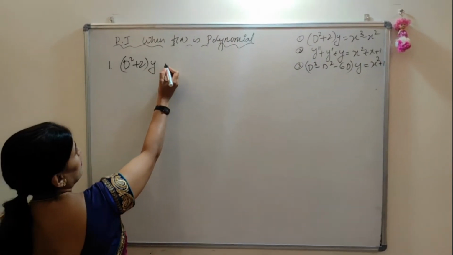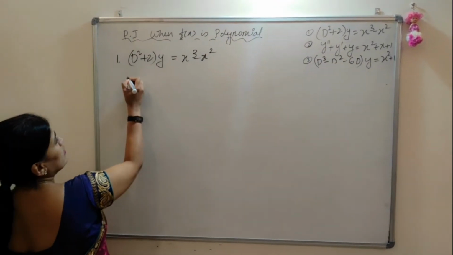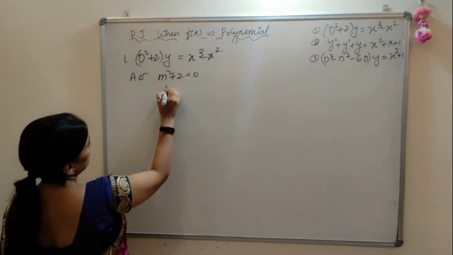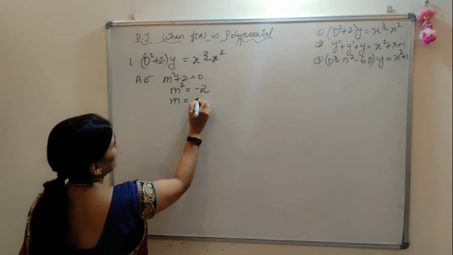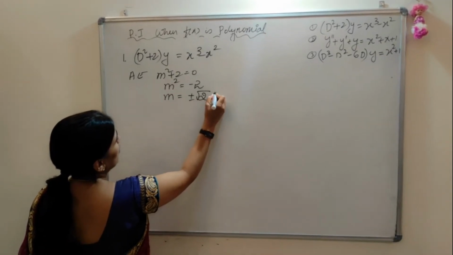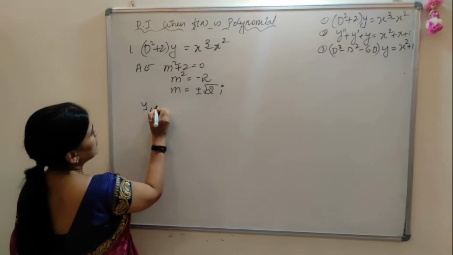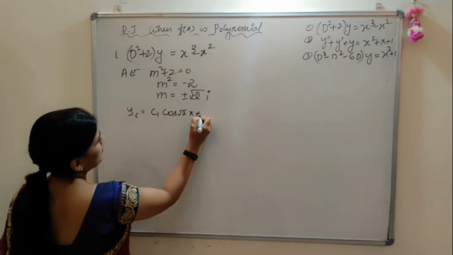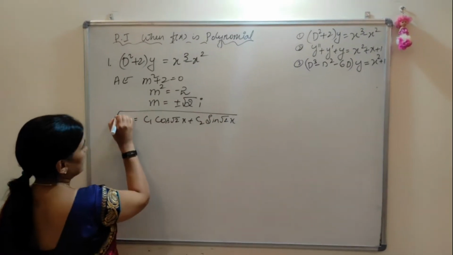(D square plus 2) y is equal to x cube minus x square. So the auxiliary equation is m square plus 2 equal to 0. m square is equal to minus 2, so m is equal to plus or minus root 2 i. So the roots are complex, and yc is equal to c1 cos root 2x plus c2 sin root 2x.